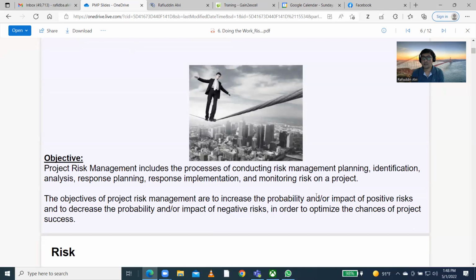And you have to decrease the probability and impact of negative risk. Negative risk means, for example, the project schedule is delayed. That is negative risk. Instead of completing the project in 3 to 4 months, you took 6 months. That is not good for a project manager. So you need to mitigate the negative risk. In order to optimize the chances of project success, you need to increase the probability of positive risk, and you need to decrease the probability of negative risk.